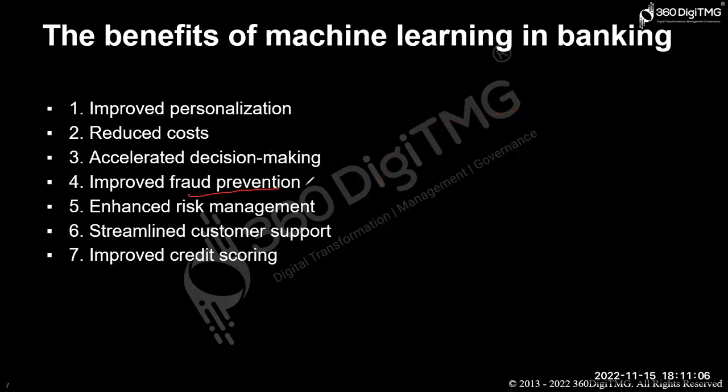Improve fraud prevention, absolutely. If you are able to detect who is going to default, in that case we can easily avoid those people and reject the loan to those people. Enhanced risk management is similar to the insurance. We will have the same. Streamlined customer support. So the chatbots that we are talking about, similar to that, and improve credit scoring.